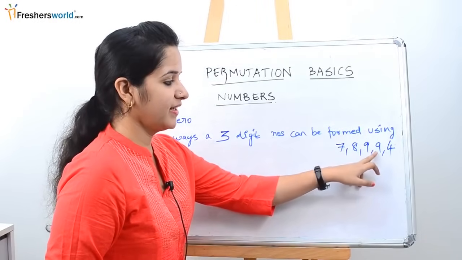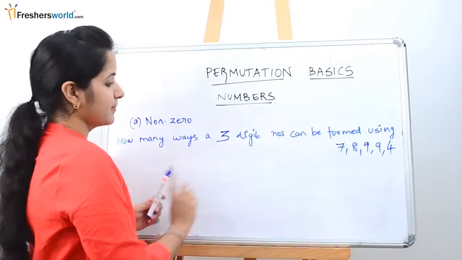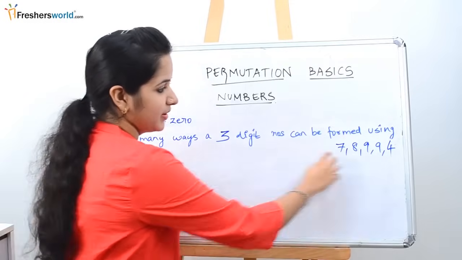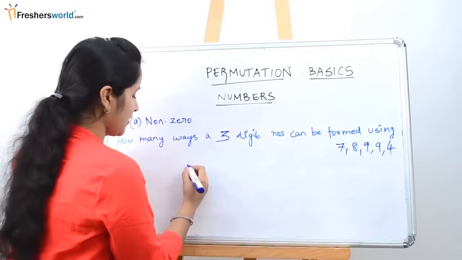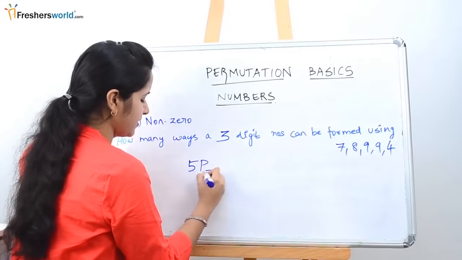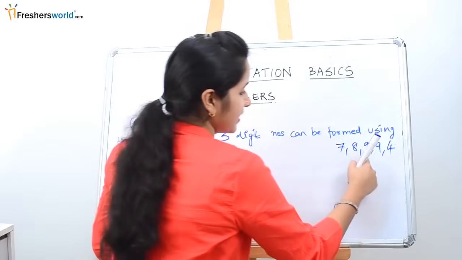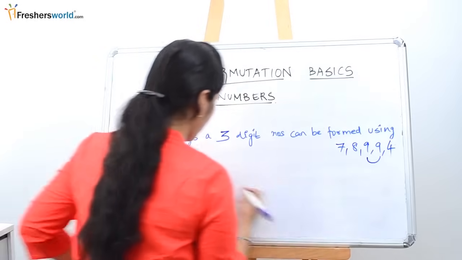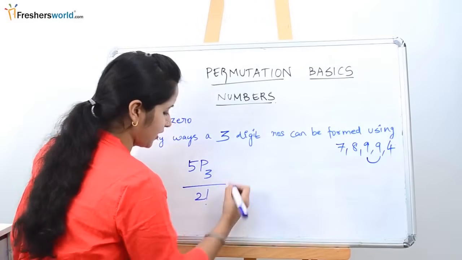In this question, they are asking how many ways a 3-digit number can be formed using 7, 8, 9, 9, 4. They are asking us to form a 3-digit number. They have given you 5 numbers. So as usual, we write it as 5P3. The catch here is 9 is repeated twice. So what do we do? Divide by 2 factorial.